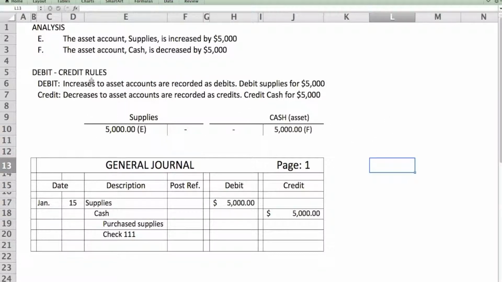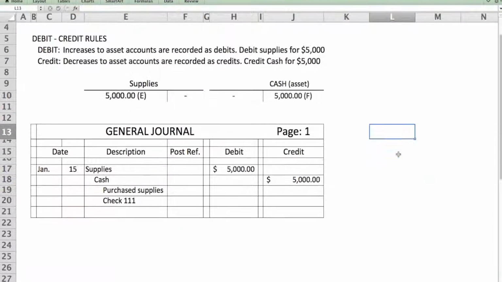So finally, once we've established the analysis, the debit credit rules, the T accounts, and also don't forget the left right rule, they have to even out, and they do in this case. Then we'll go down to the general journal.